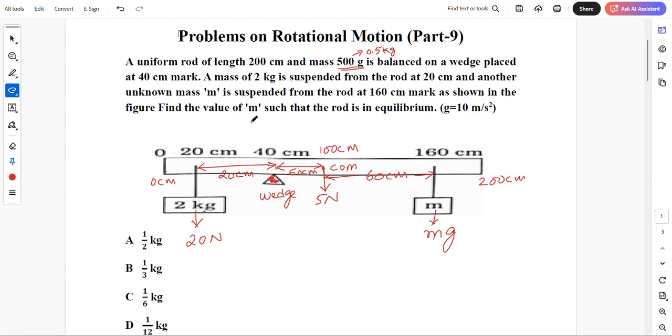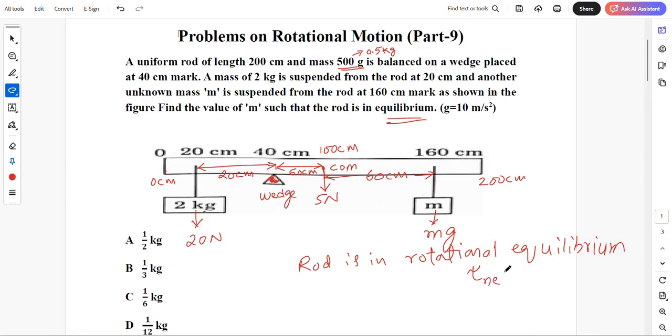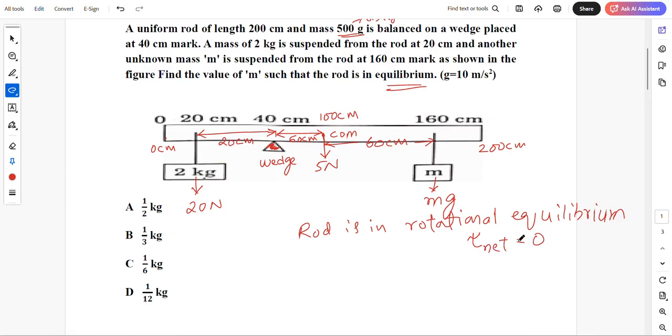Now find the value of m such that the rod is in equilibrium. The rod is in rotational equilibrium, which means net torque must be 0. That is, torque clockwise will be equal to torque anti-clockwise. Where exactly are you supposed to calculate the torque? About this wedge.